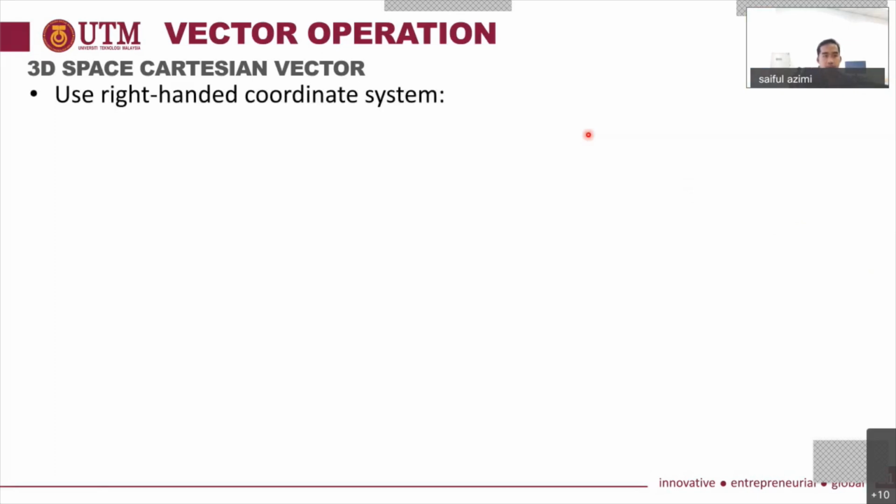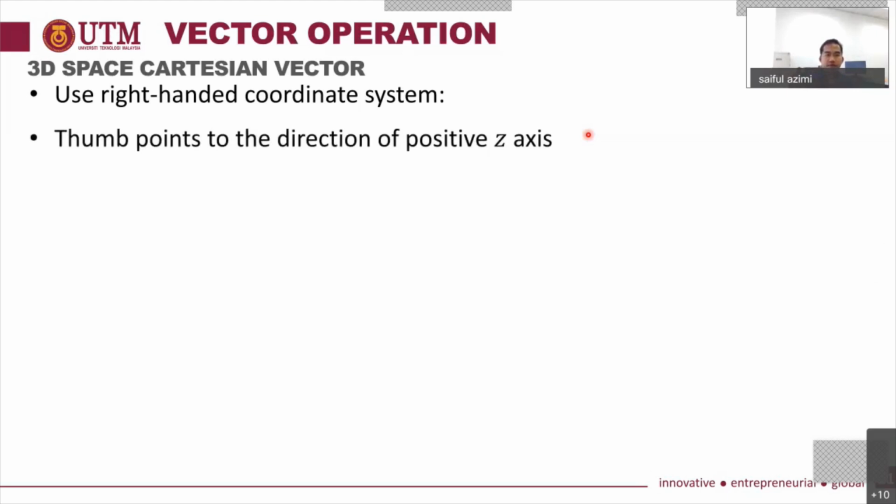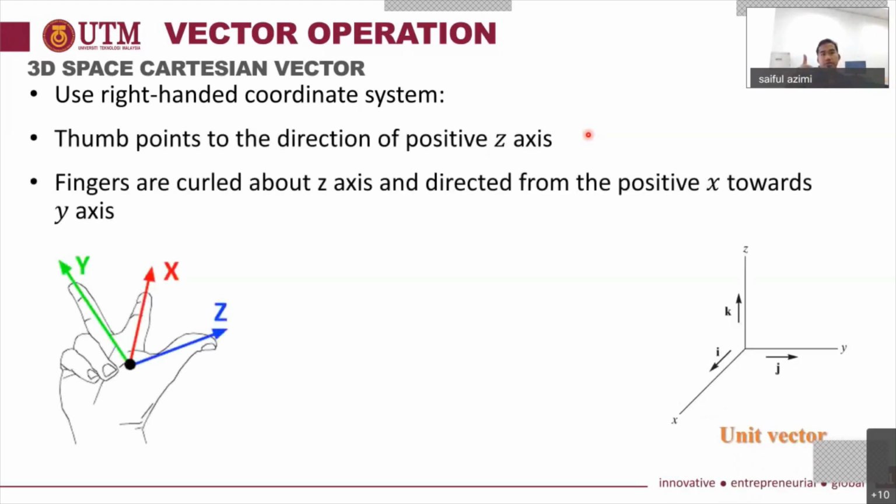For 3D space Cartesian vector, we will use our right-handed coordinate system. I'm sure that you already learned this in your physics, right? If you remember your right-handed coordinate system, your thumb points in the direction of the positive z-axis, and your fingers are curled about the z-axis, directed from the positive x toward the y-axis. So you have your right angle here. And then you will have your y and x.